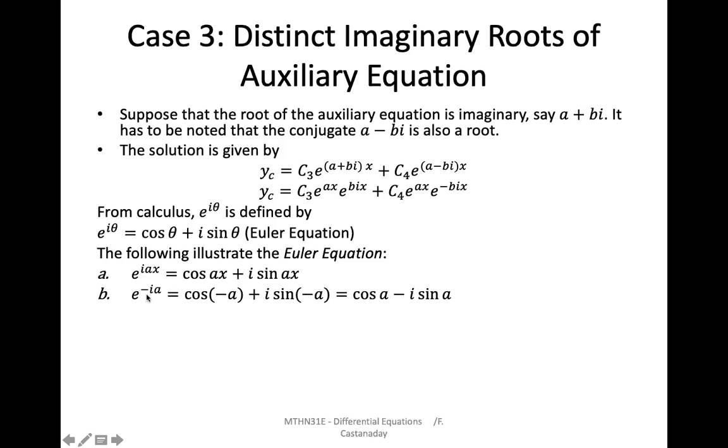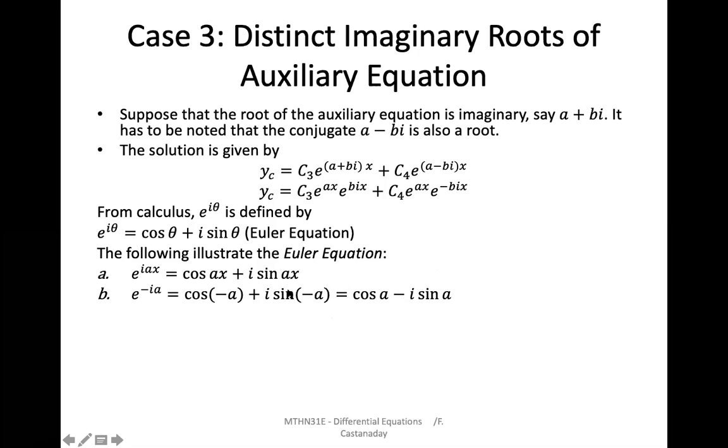Now for the next one, we have a negative. So e raised to minus i times ax, so it is negative, and we carry the sign here: cosine of minus ax plus i sine of minus ax. It should be noted that cosine of a negative number, say a, is equal to the cosine of the positive number. Please take note. For example, cosine of negative 90, if you check that in your calculator, will give the same answer as the cosine of positive 90. So we can simply write cosine of a. Do you follow?